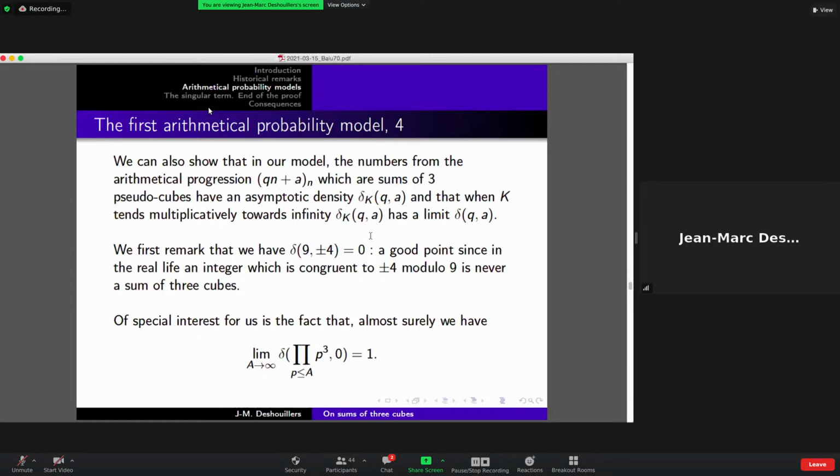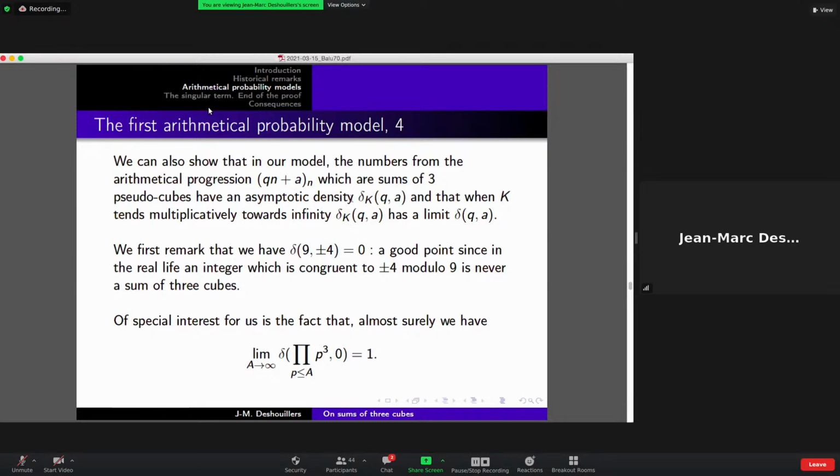This is a good point, because in real life, this is exactly what happens. It's not possible to represent an integer congruent to 4 or 5 modulo 9 as a sum of 3 cubes. Of special interest is the fact that if you take numbers which are divisible by the first prime factors, then the density of the elements in this arithmetic progression divisible by this number which are sums of 3 cubes tends to 1 when a tends to infinity.